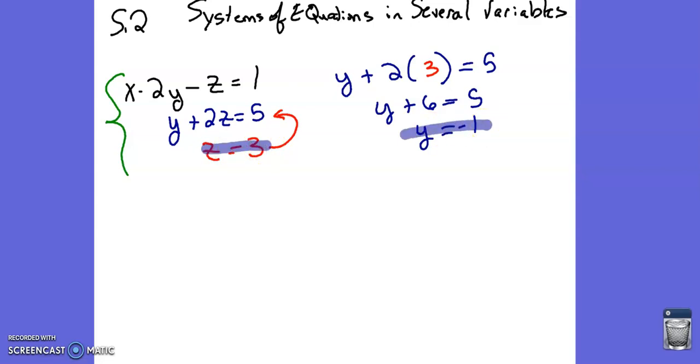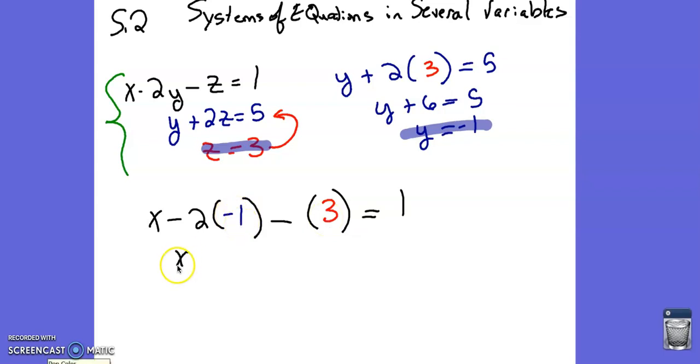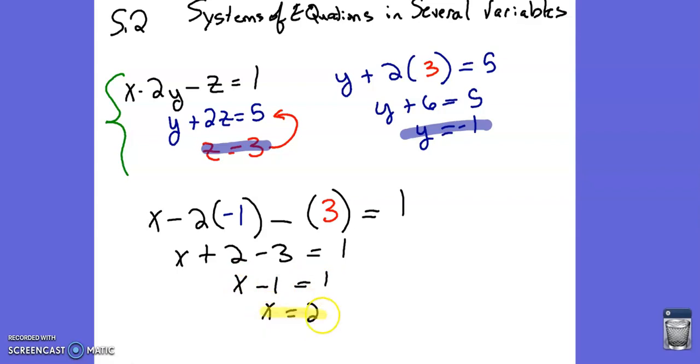So all we have to do is take the first equation, x minus 2y minus z equals 1, and we're going to substitute in z is 3, and y is -1, and then we're just going to solve for the x. So x plus 2 minus 3, x minus 1 equals 1, so x equals 2. So notice we solved for x, y, and z.